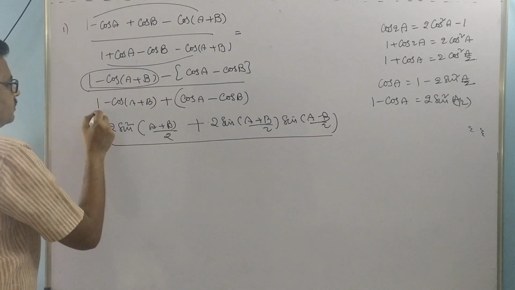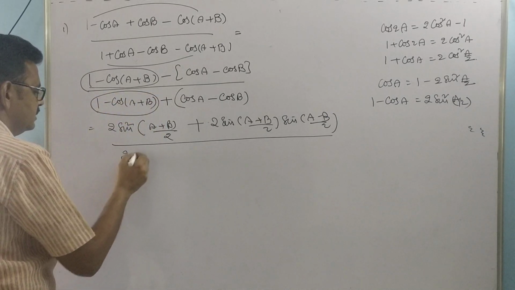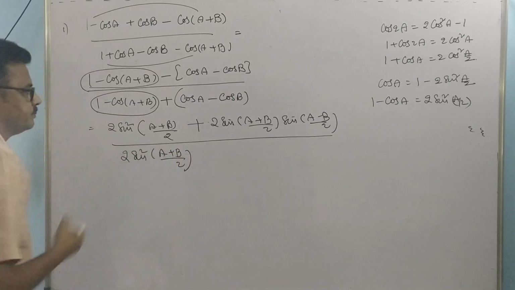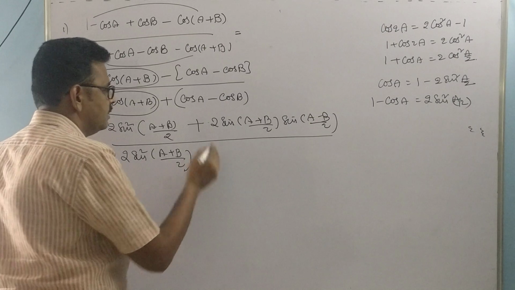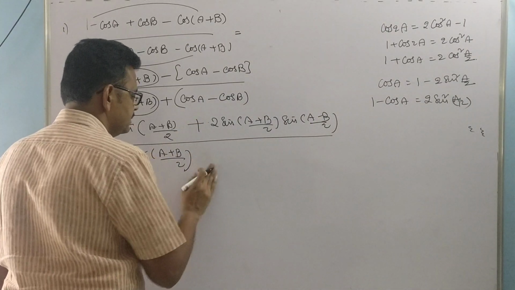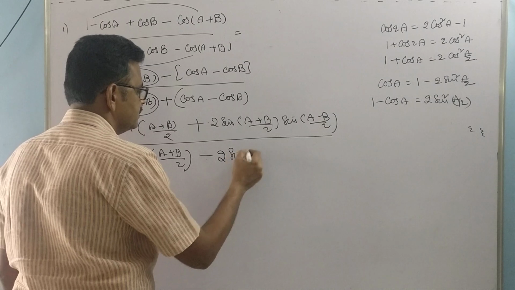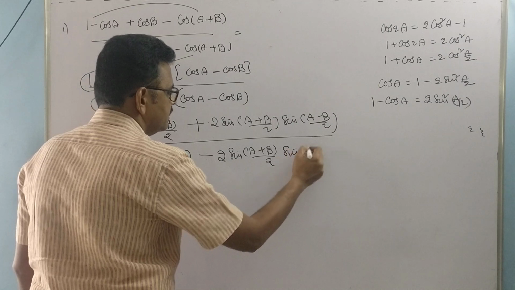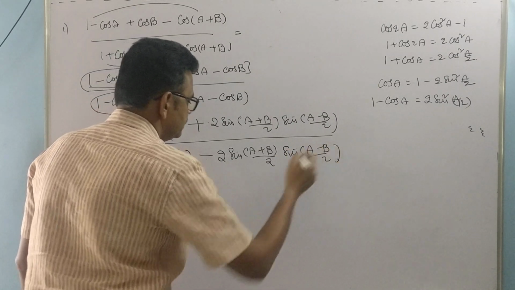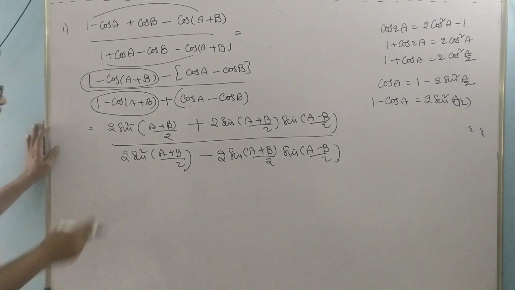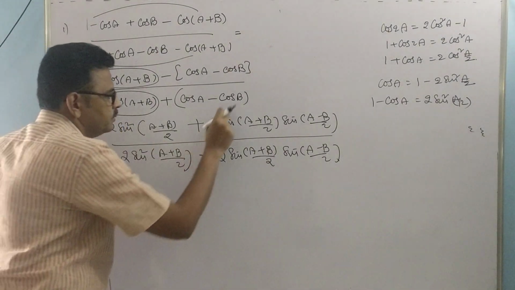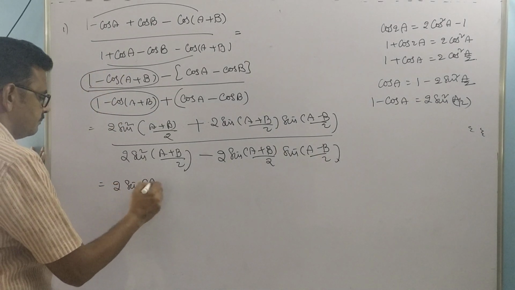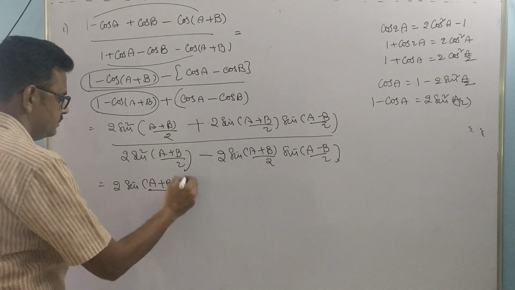In the denominator, this is also 1 − cos(A + B), which is 2 sin²((A + B)/2), plus this cos C − cos D, same as −2 sin((A + B)/2) into sin((A − B)/2). So in the numerator, 2 sin((A + B)/2) is common.